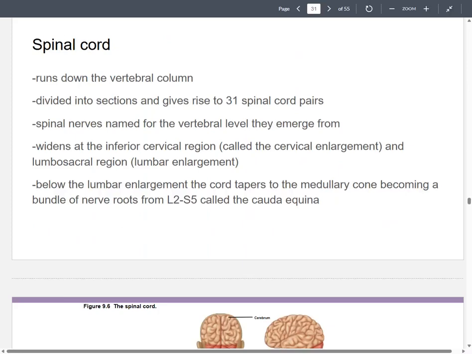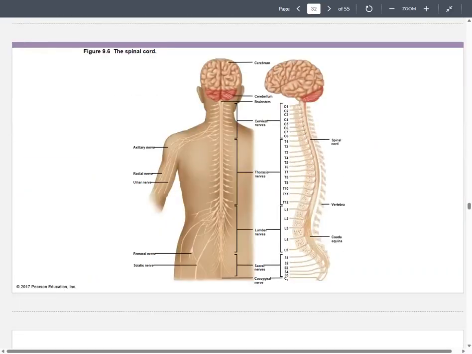Now, this is where things do get interesting. I'm going to scroll down here real quick. If you look at this, you are going to have 8 cervical spinal nerves, but you only have 7 cervical vertebrae. Why is that? The first spinal nerve actually comes off above these vertebrae.